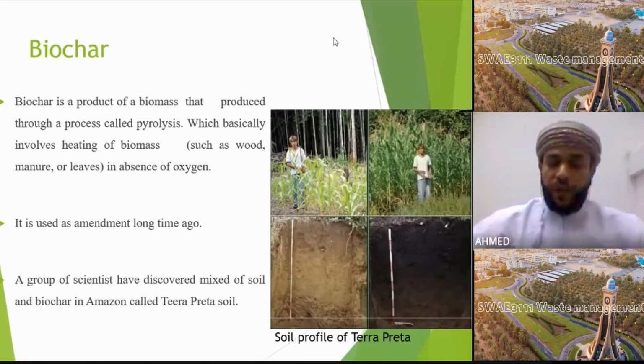What's biochar? Biochar is a product of biomass heated in limited or in the absence of oxygen. This system of heating is called pyrolysis. So we can use it as a soil amendment, and it was already used when a group of scientists discovered a mixed soil in the Amazon. This soil is called Terra Preta soil, and now it's a very famous soil. They found two types of soil: one black soil, which is more fertile, where the trees and shrubs are very green, and another soil which is very weak and poor in nutrients.